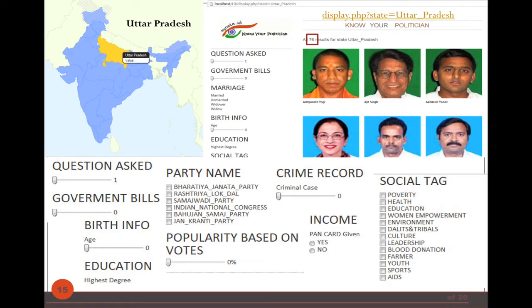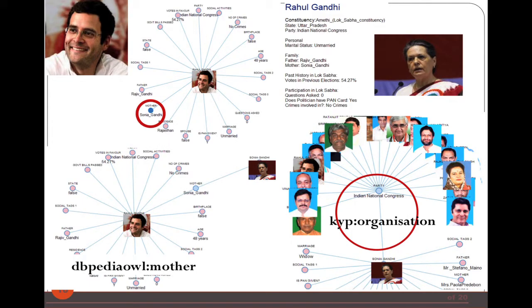You could choose your particular state, and then it would display the results for that particular state. At the same time, we have so many predicates in the RDF which were put as results. Some examples are the number of questions he has asked in the Lok Sabha, the number of government bills he has passed, or whether he has given his PAN card, which will reveal his corruption history, and many more criteria.